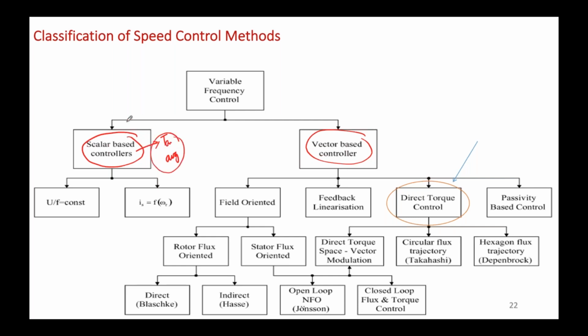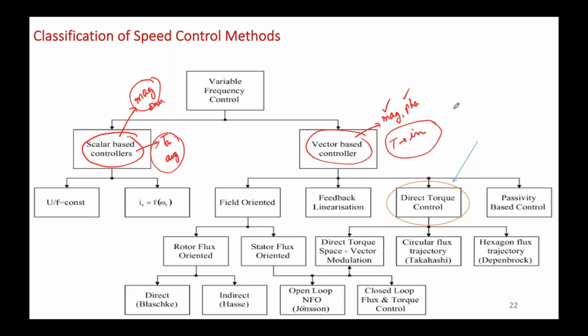Why? Because by using scalar control, we can control the magnitude only. Magnitude of the voltage, magnitude of the frequency, magnitude of the current we can control. We cannot control the position. We cannot control the phase. That is the problem in scalar control. But in case of vector control, we can control the magnitude as well as phase. Direction we can control. If you are able to control the magnitude and direction of the voltage or current vectors, we can control the torque instantaneously.